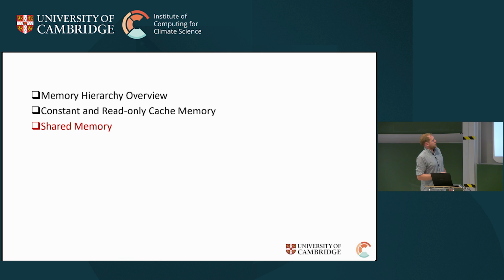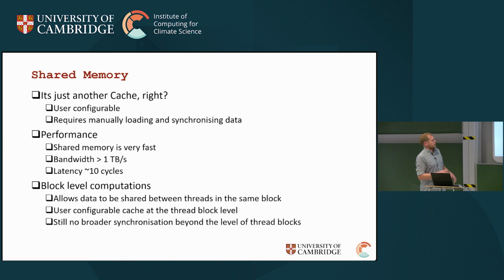So shared memory is the one that I really want to talk about. The other two are great, but read-only memory, generally the compiler is pretty good at guessing whether or not it should use it or not. Shared memory, though, is something that's much more powerful. It introduces the idea of block-level compute.